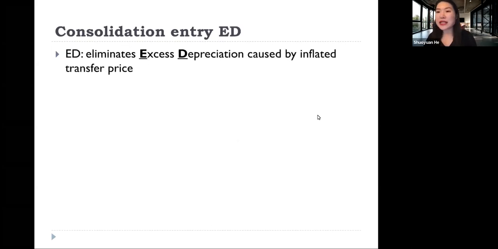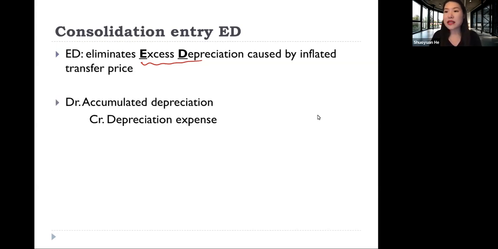Consolidation entry ED: the purpose is to eliminate excess depreciation caused by the inflated transfer price. Here the assumption is the transfer makes the asset appreciate in value. The journal entry is to debit accumulated depreciation, credit depreciation expense. In other words, we just need to reverse that part, because if the transfer makes the asset appreciate in value, then the new depreciation will be based on the appreciated value. So we would be recording more depreciation, which shouldn't be the case if we view two firms as one firm.